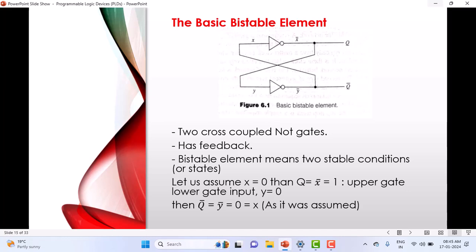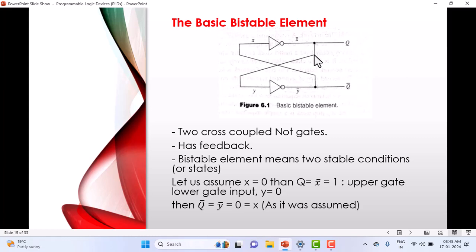Unless you apply input, it will not change. You change the input, it goes to some other state. That's the convention. As usual, I have assumed x is equal to 0. When you assume x is equal to 0, Q is nothing but x bar, which is equal to 1.